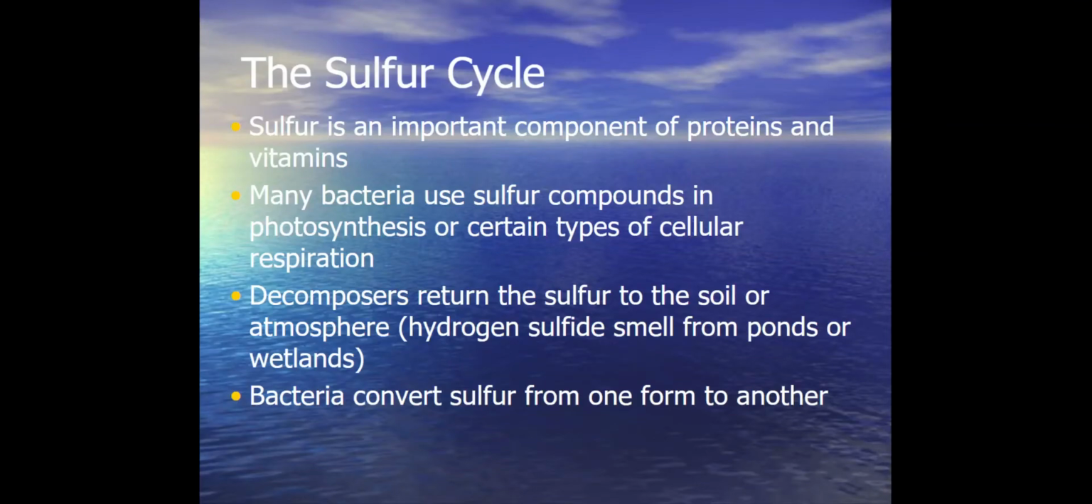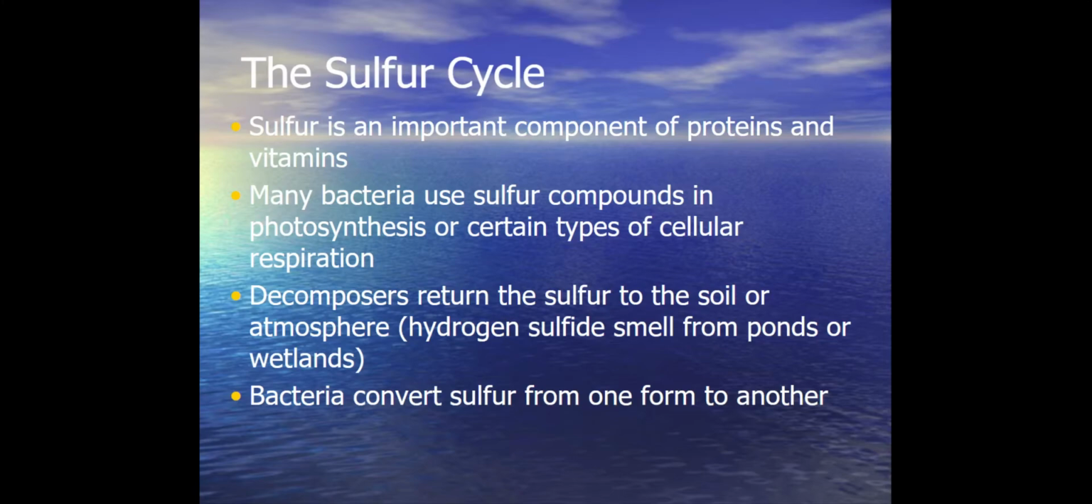The sulfur cycle is the next one we'll look at. This is an important component of proteins and vitamins. So we need sulfur to be recycled in order for us to get those nutrients. Many bacteria use sulfur compounds in photosynthesis or types of cellular respiration. Decomposers are responsible for returning sulfur to the soil or the atmosphere.